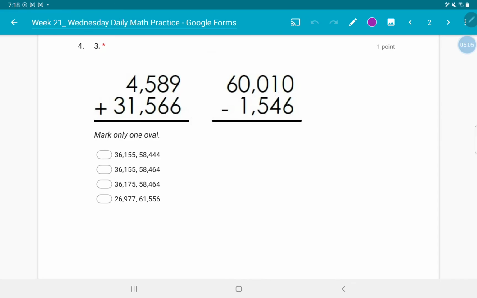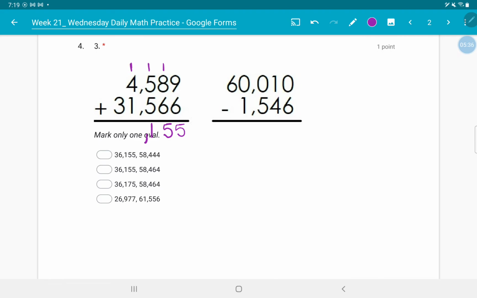Make sure you pay attention to the symbols. The first one here we're going to add. So 9 plus 6 is 15. I'm going to write down my 5. Regroup the 1. 1 plus 8 plus 6 is 15. I'm going to write down my 5. Regroup the 1. 5 plus 5 makes 10, and 1 more makes 11.